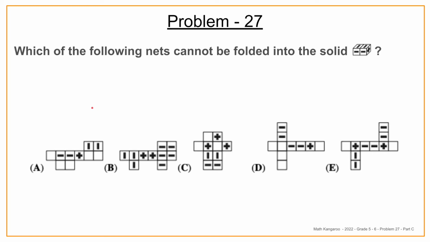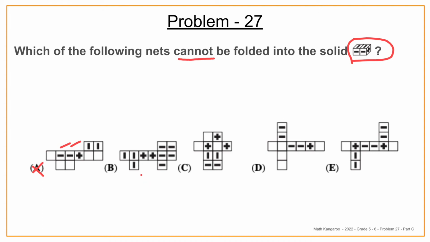Problem 27. Which of the following nets cannot be folded into the solid picture? So the question says cannot be folded. So let's see which one can be folded. So we looked into this. We have 2 horizontal dashes and there are 2 vertical ones. So we fold this and this will come on top and this would come on the side. So this is possible. So this is not our answer.